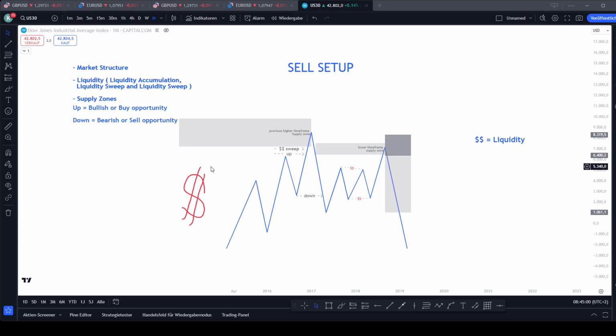So basically, what is my setup talking about? In a situation where price is moving upward, creating a series of higher highs, higher lows, we are expecting price to react on a higher time frame supply zone. Once price reacts on a higher time frame supply zone, sweeping out liquidity within this previous high, we are expecting price to drop and provide a break of structure.